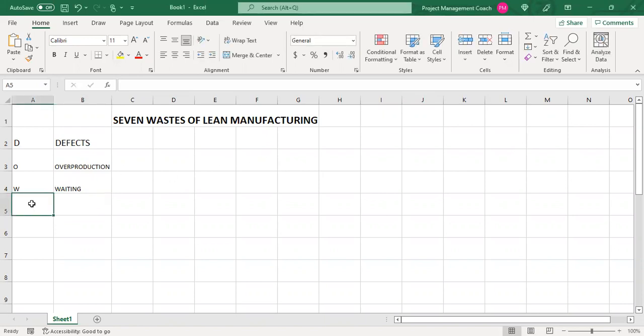Now, the next one is not one of the original 7 you learned. This is N, and it's a new one. It's non-utilized talent. We didn't talk about this in the class, but I want you to be aware that when you ineffectively use human resources, when you misallocate people, this is also a form of waste, non-utilized talent. Let's move on to the next one.